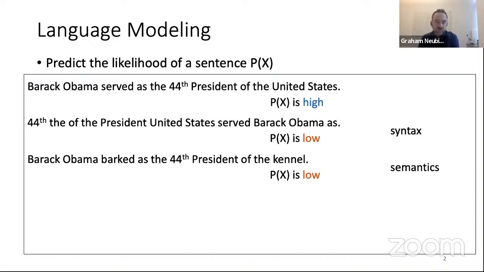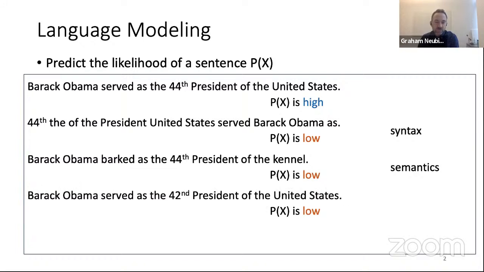This sentence is a very natural sentence, but it's also a very strange sentence semantically, because number one, we don't have a dog named Barack Obama. Number two, we don't usually have a precedent of a kennel. I mean, it's plausible, but it's probably not going to happen.